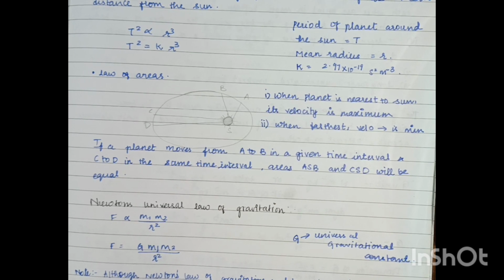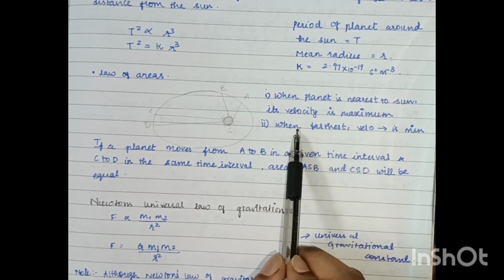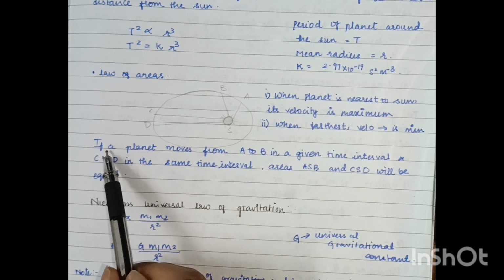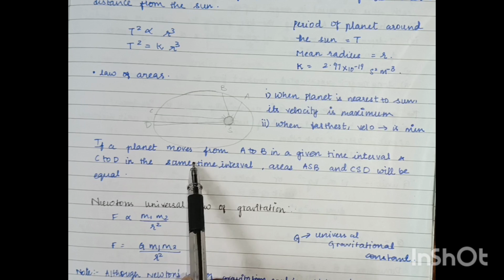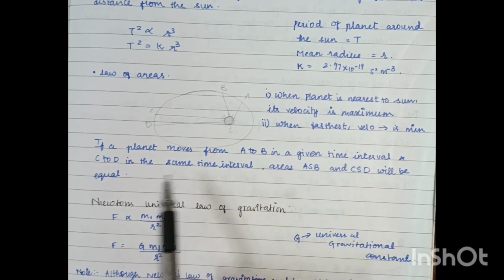So let me say about the law of areas. When the planet is nearest to the sun, its velocity is maximum. When it is farthest, velocity is minimum. Let us see how it is. If a planet moves from A to B in a given time interval and C to D in the same time interval, then the areas ASB and CSD will be equal.